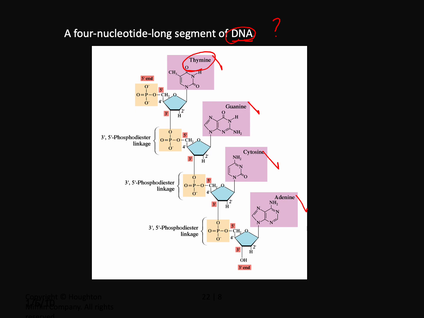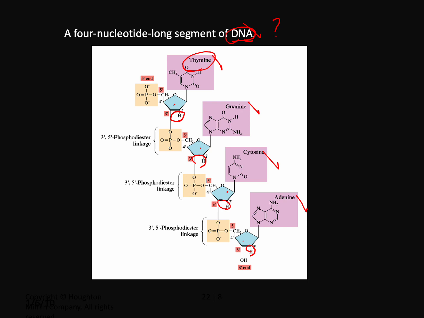But now let's check that pentose sugar. Here are the 1, 2, 3, 4 pentose sugars in this image. And let's look at the 2' carbon. Do you see an oxygen off of this 2' carbon? What about this one? Or this one? Or this one? No. So this is deoxyribose. That's the sugar in the sugar-phosphate backbone. So this must be deoxyribonucleic acid. So it is, yes, we've confirmed it is DNA.